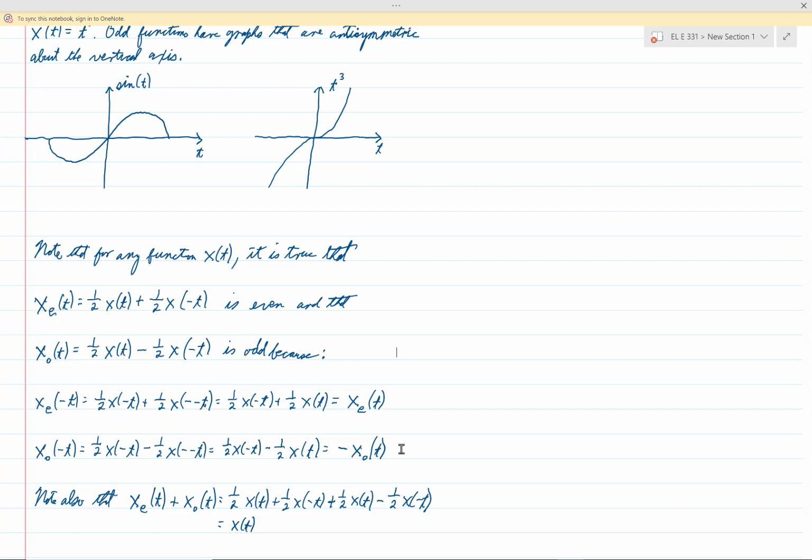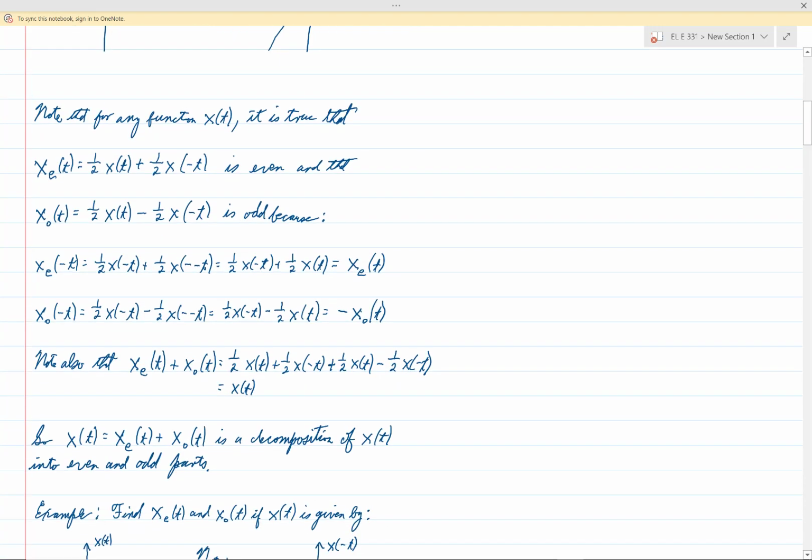So xe of t is an even function derived completely from x of t, and xo of t is an odd function derived completely from x of t. And now for the most interesting part. If you add xe of t and xo of t together, xe of t is 1/2 x of t plus 1/2 x of negative t, and xo of t is 1/2 x of t minus 1/2 x of negative t. So when we add it all up together, we get x of t. So in other words, x of t is exactly equal to xe of t plus xo of t.